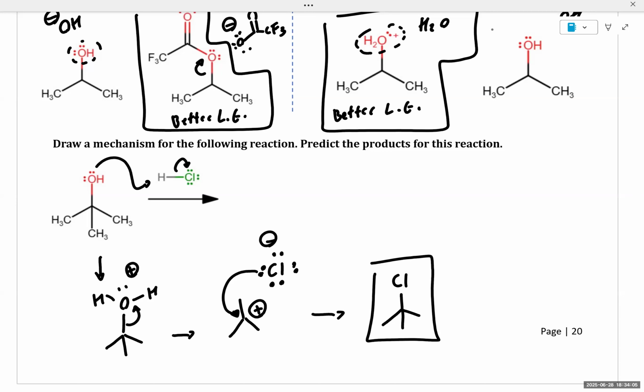So, in the SN1 reaction, you end up with loss of your leaving group to form a carbocation, and then the carbocation gets attacked to form a bond between carbon and your nucleophile. Okay, let's keep going now.